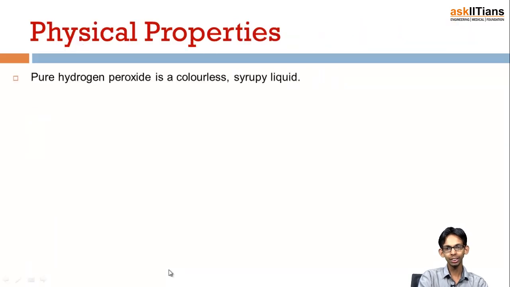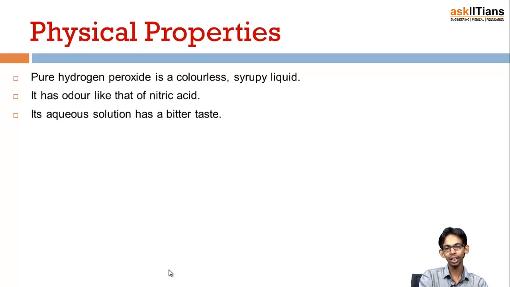Now, physical properties of hydrogen peroxide. Pure hydrogen peroxide is a colorless and syrupy liquid. It has an odor like that of nitric acid. Its aqueous solution has a bitter taste.